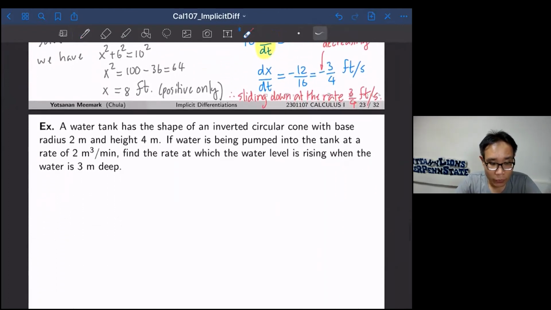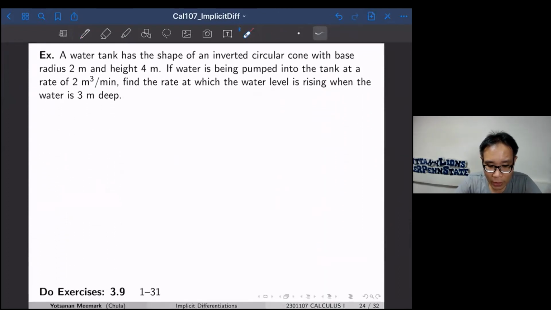Okay, the last one for this is: a water tank has the shape of an inverted circular cone with base radius 2 meters and height 4 meters. If water is being pumped into the tank at the rate of 2 cubic meters per minute, find the rate at which the water level is rising when the water is 3 meters deep. Okay, one by one.